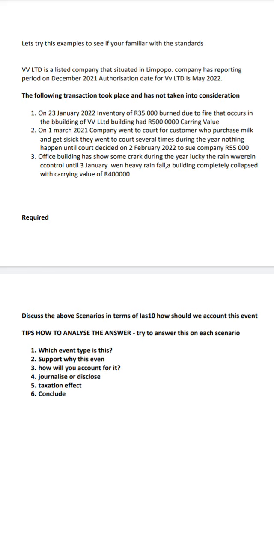Number 5, transaction tax effect: how this transaction is going to affect tax. However, this part only applies after you have learned deferred tax. Okay. Number 6, then you conclude the whole discussion that you have discussed. So guys, on some points, for example on number 2, support why this is the event, you don't only write one point, write more than one point, so that if it has 10 marks, you will be able to write 10 points.